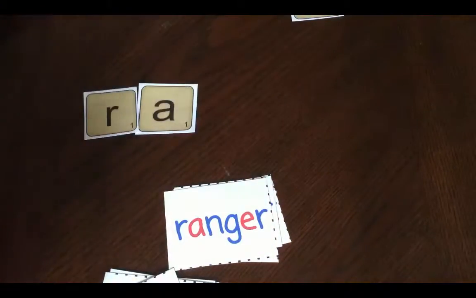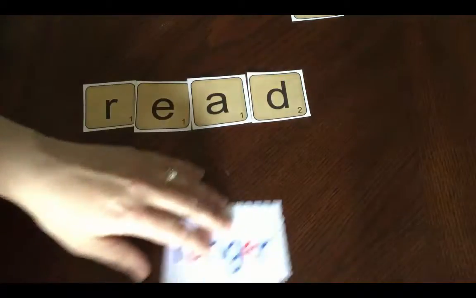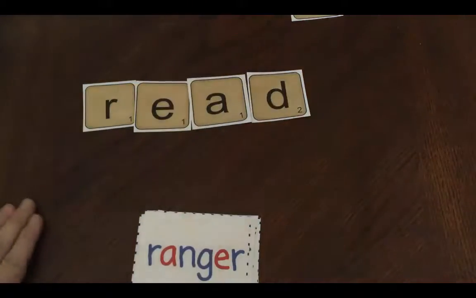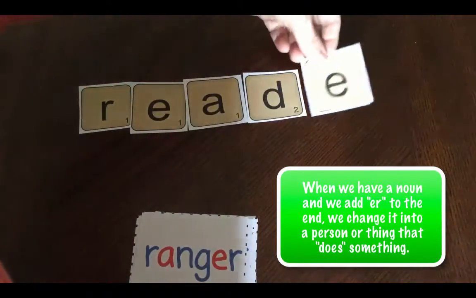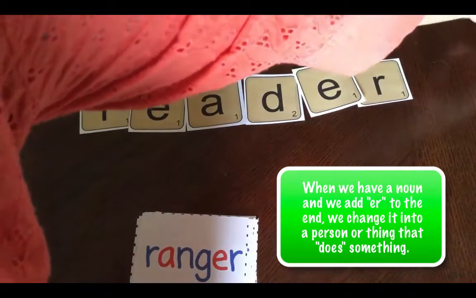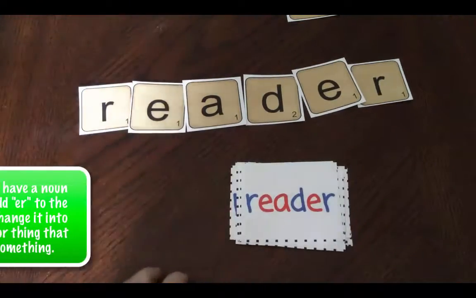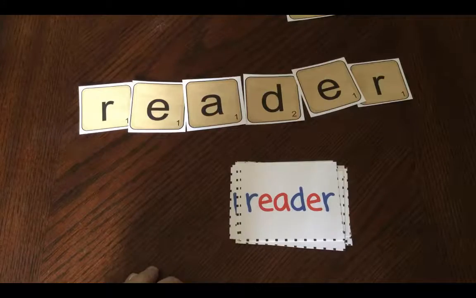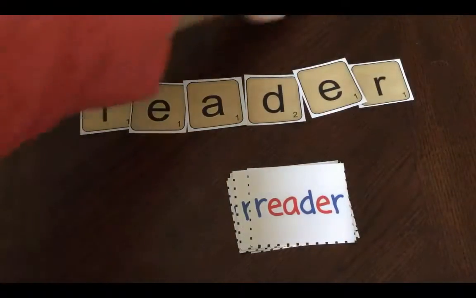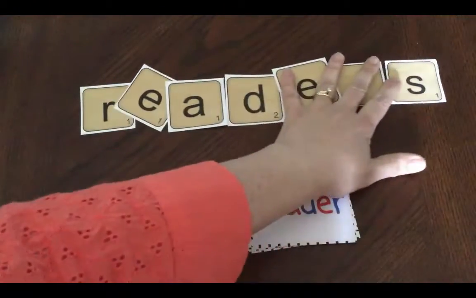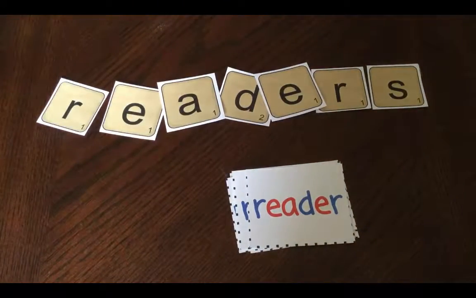Now let's go back to building read. In building read, we can add an ending to describe someone who does that, and read becomes a reader. ER at the end, someone who does. So now we have reader. Now, we could add an S at the end then to make readers. I have a class full of readers.